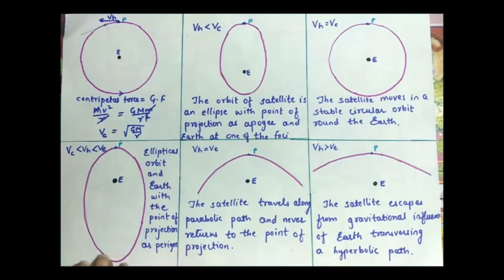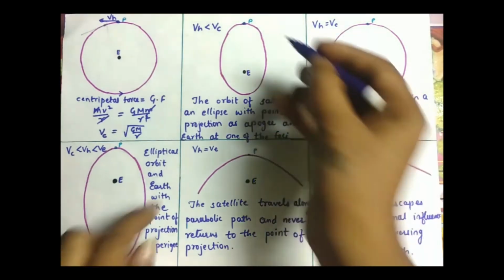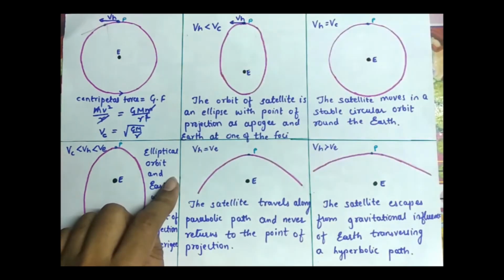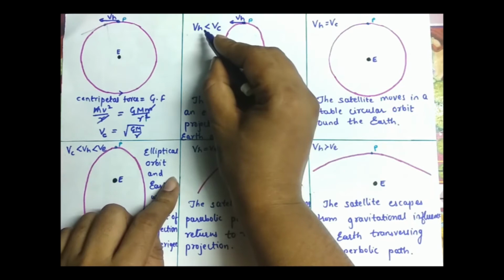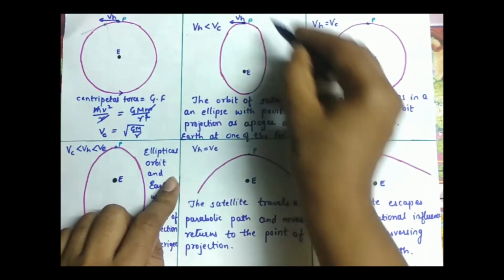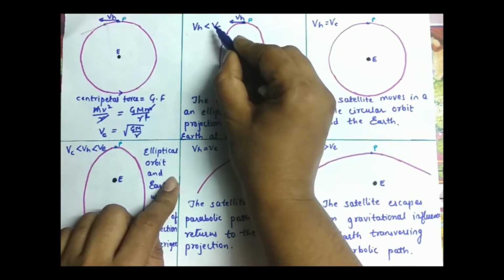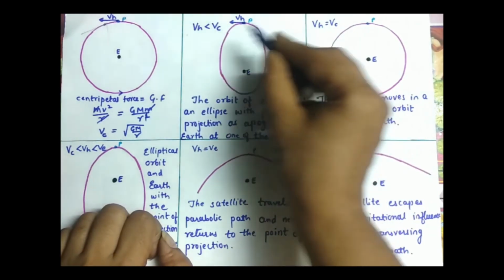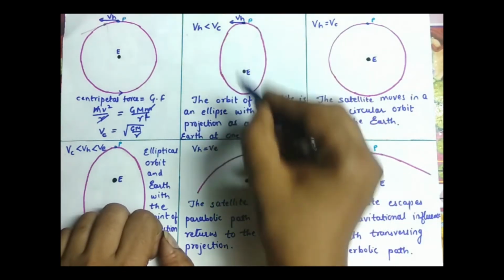Let us discuss different paths depending upon the horizontal velocity provided to the satellite. If the tangential velocity, which we call here Vh, is less than the critical velocity, the horizontal velocity which is given to the satellite so that it can revolve in a certain path, and critical velocity is the velocity given to the satellite so that it can perform a circular motion around the earth.